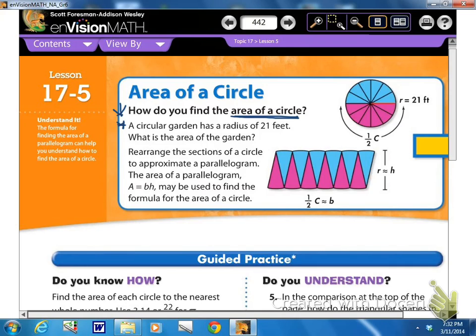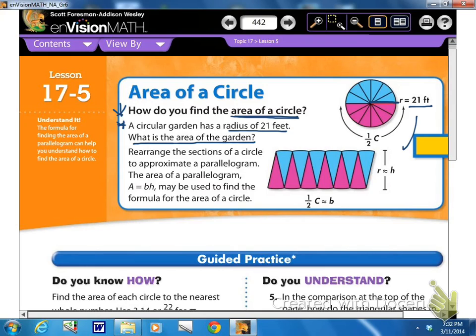A circular garden has a radius of 21 feet, and they want you to find out what the area of the garden is. So here's my radius over here in red. And remember, the diameter is all the way across. If they were giving you the diameter and you wanted to find the radius, well, the radius would be half of that. In this case, the radius is 21 feet.